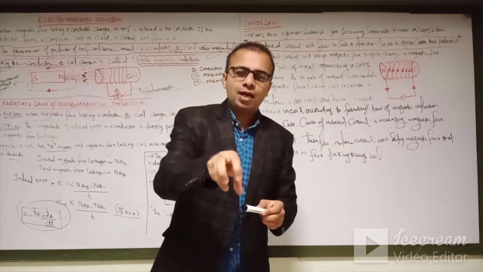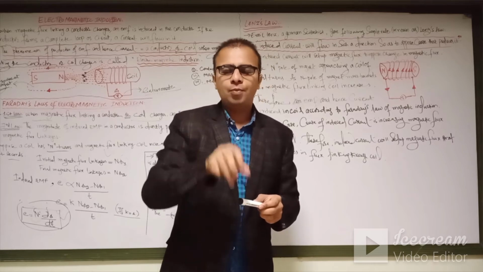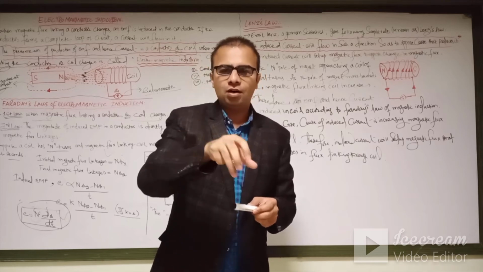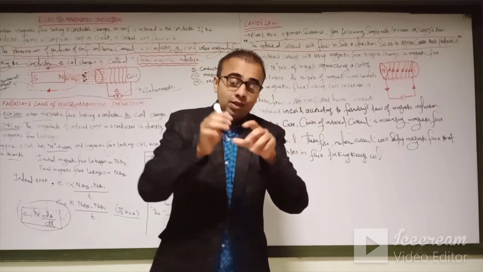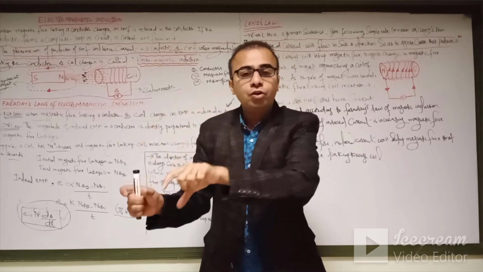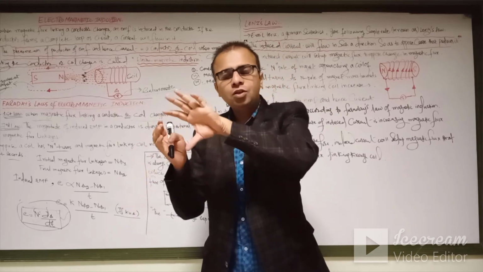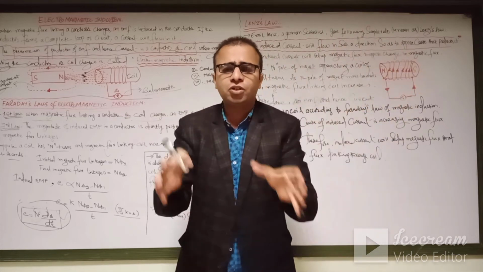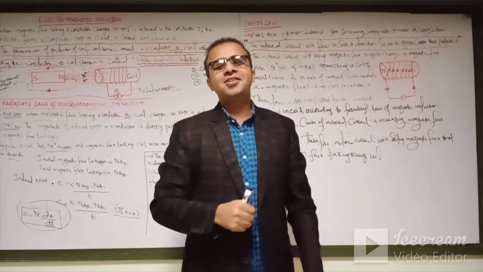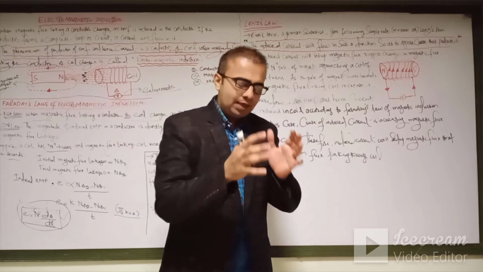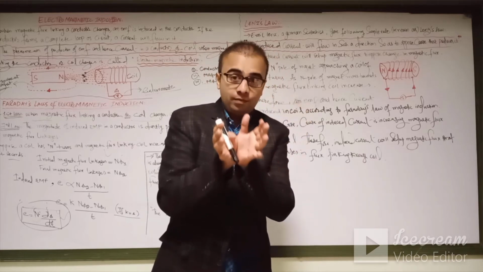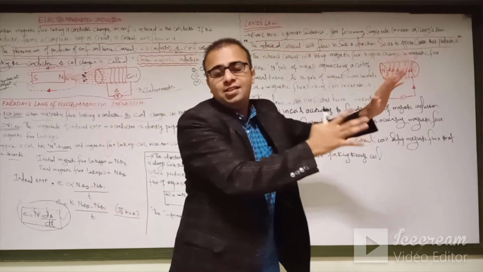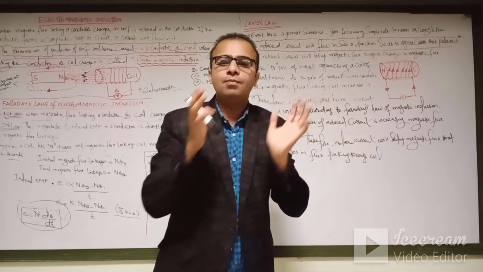Induced currents are produced within the armature conductors, within the rotating part of the DC motor. Those induced currents produced in the rotor are totally opposite to the applied voltage which is given to the armature terminals of the DC motor. So this is called Lenz's law: the direction of the induced EMF within the rotor side is opposite to the applied voltage that you are giving to the motor.